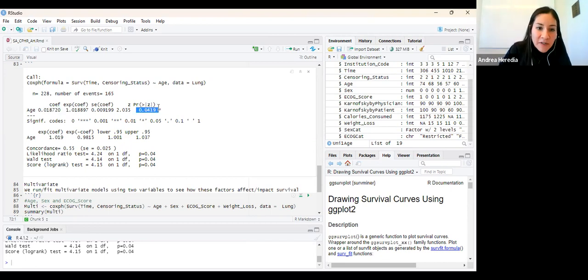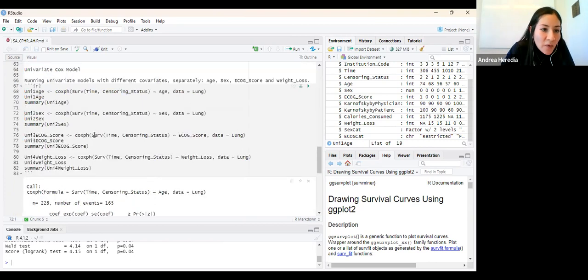So first, we're going to be looking at our Wald statistic, our coefficient. The next thing that we're going to look at is our hazard ratio, or our exponentiated coefficient. In this case it is 1.019, meaning that age increases the hazard by 19%. And finally, we look at our confidence intervals. Technically, because 1 is not included, it's 1.001 to 1.037, they are significant.